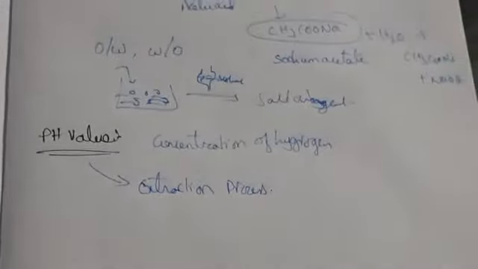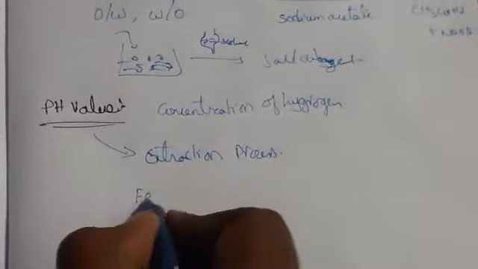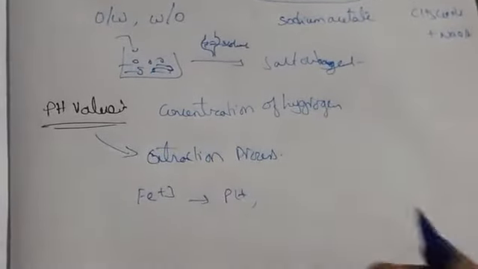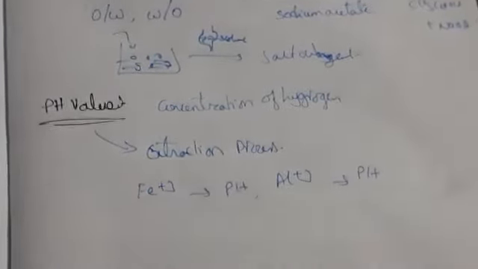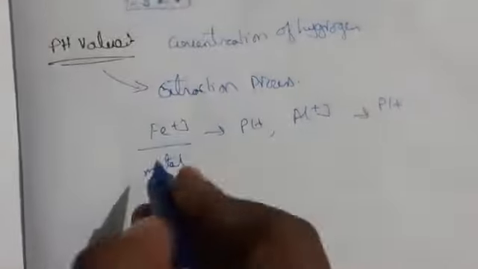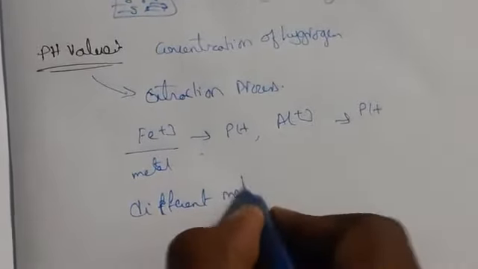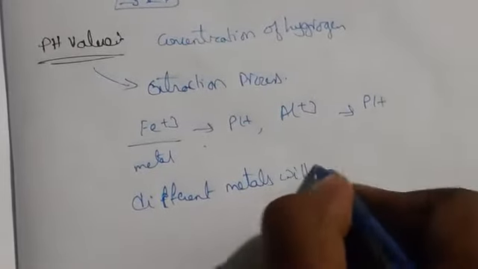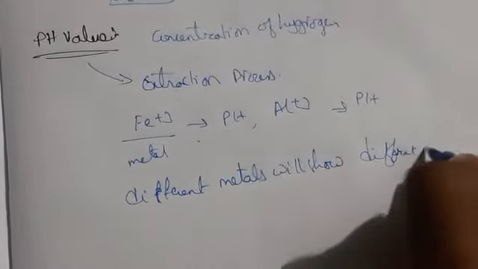Okay, so different metals will have different pH values, we can say. If you take Fe plus 3, it will have a different pH value. If you take Al plus 3, it will have a different pH value. One metal will show one pH value. So different metals will show different pH values.